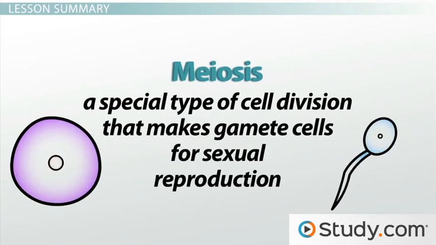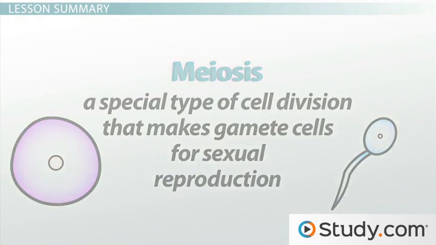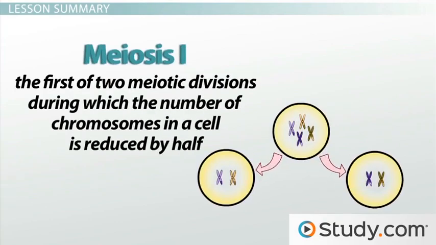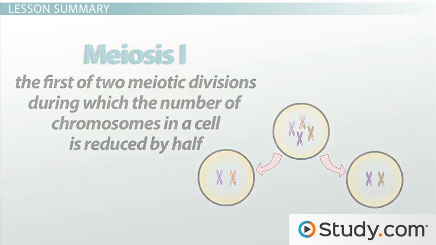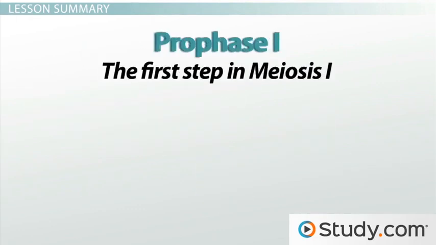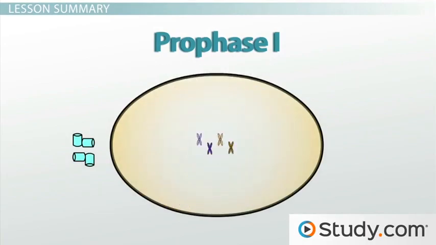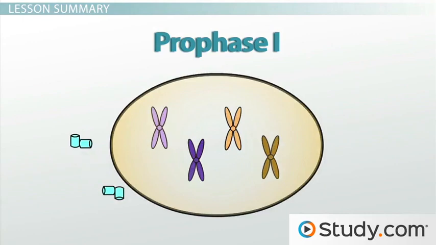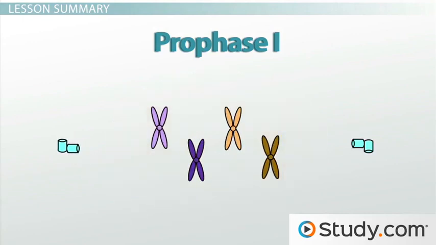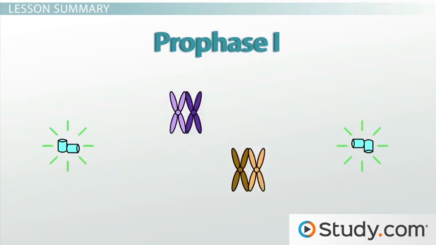To review, meiosis is a special type of cell division that makes gamete cells for sexual reproduction. Meiosis 1 is the first of two meiotic divisions during which the number of chromosomes in the cell is reduced by half. Prophase 1 is the first step in meiosis 1. During prophase 1, chromatin condenses, centrosomes move to opposite poles, and a spindle apparatus forms, as in mitosis.